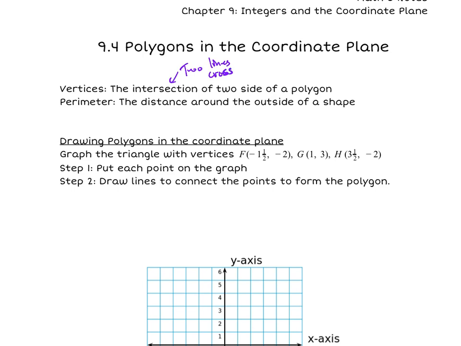Or where the two lines cross or meet on the side of a polygon. So if you were to draw a shape here, this here would be a vertice.